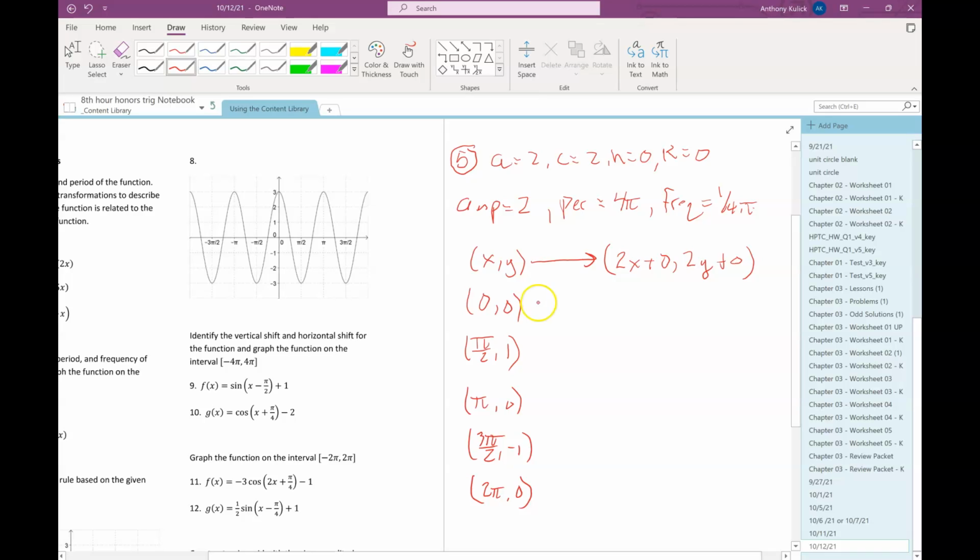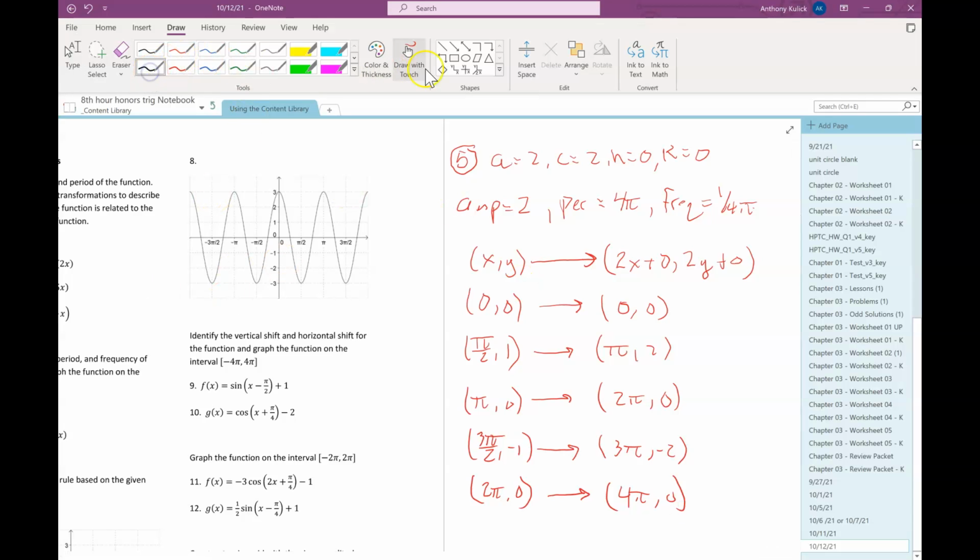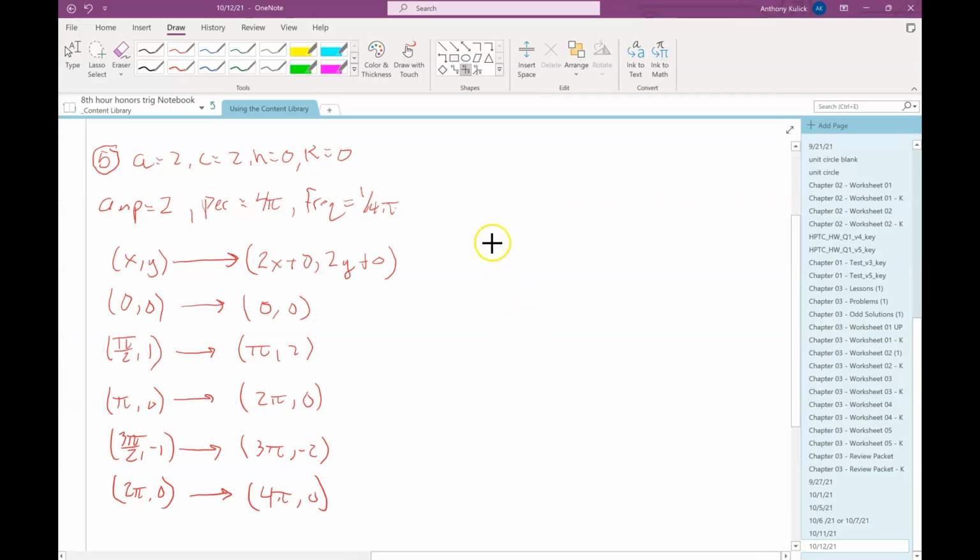So I'll go ahead and perform my transformation just by plugging things in. That's 0, 0. This would be pi comma 2. This would be 2 pi, 0. This would be 3 pi, negative 2. This one would be 4 pi, 0 again. Now that I have these done, I'm going to go ahead and draw myself a graph.